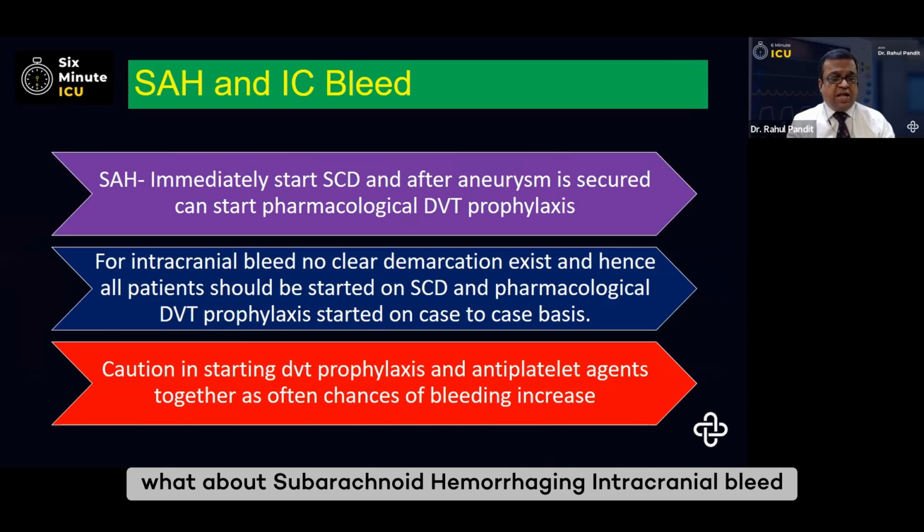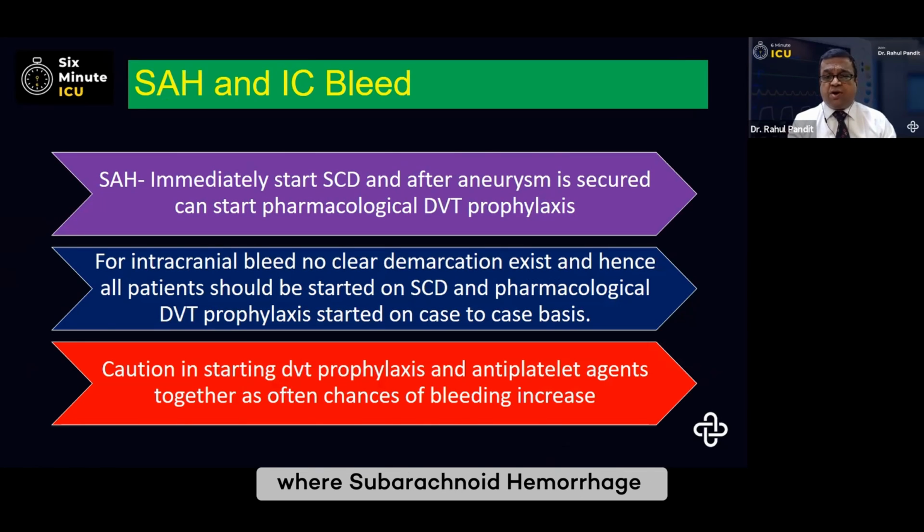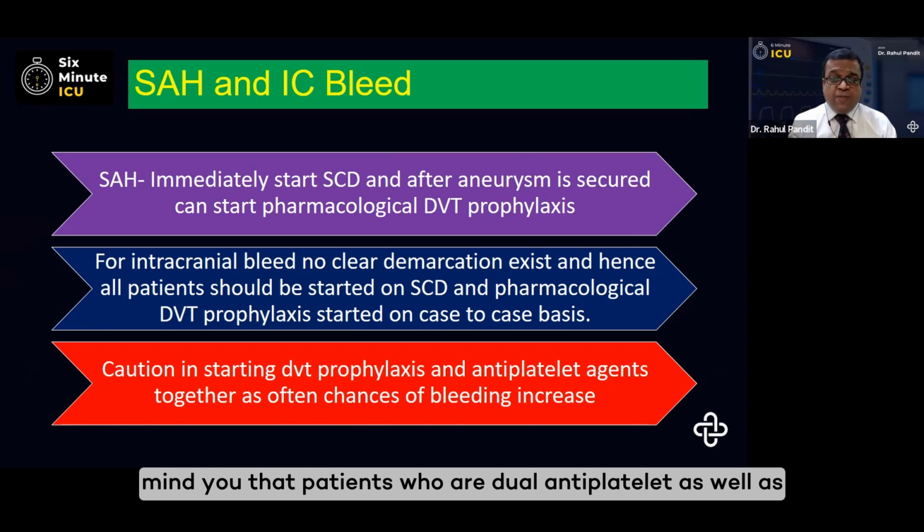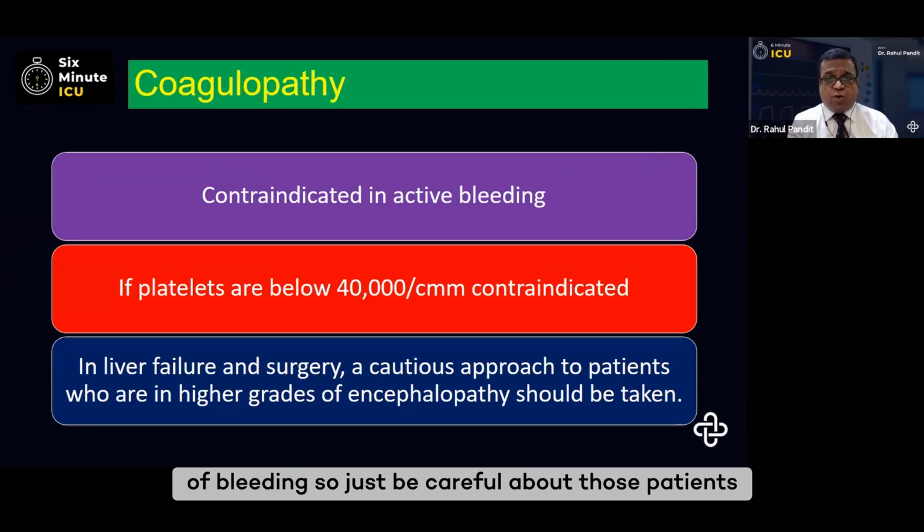What about subarachnoid hemorrhage and intracranial bleed? In subarachnoid hemorrhage, as soon as the aneurysm is clipped, you are safe to start pharmacological DVT prophylaxis. For intracranial hemorrhage, unfortunately, there is no clear demarcation or studies which can tell you that you can start it at this point. Hence, a case-to-case understanding has to be taken up for these patients. Mind you, patients who are on dual antiplatelet therapy as well as receiving DVT prophylaxis stand a very high chance of bleeding. So just be careful about those patients.